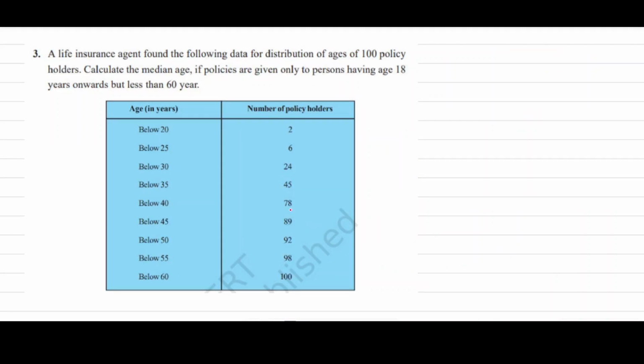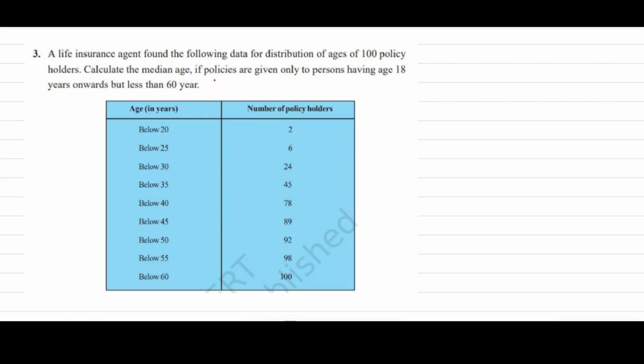Now this is the third question. A life insurance agent found the following data for distribution of age of 100 policy holders. Calculate the median age if policies are given only to persons having age 18 years onwards but less than 60 years. Now here is age in years, and here the number of policy holders. Now this is not in class interval, that means it is in an irregular way.